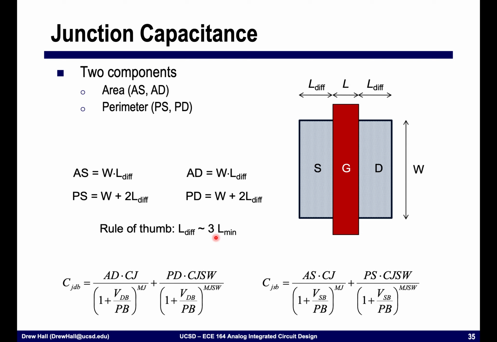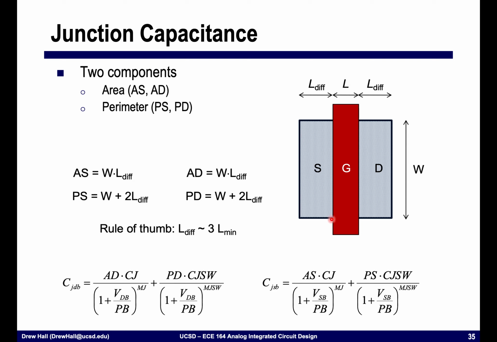And so I can calculate the area of this now. The area of the source is simply equal to this diffusion, L diff, times the width of the device. So that's AS is equal to W times L diff. The perimeter is simply equal to the width times 2 of the lengths.